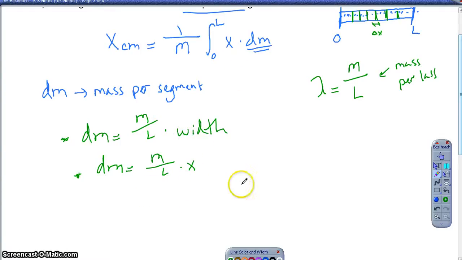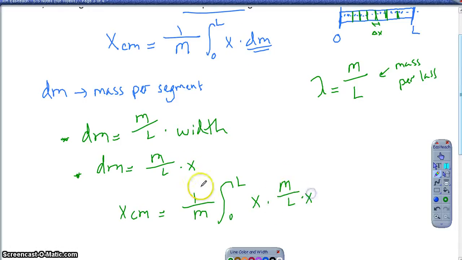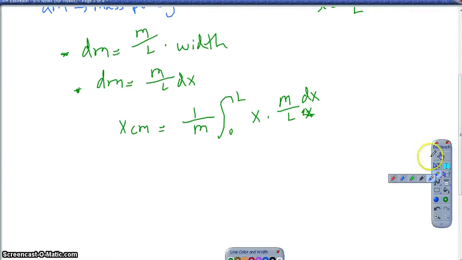Right, so then bringing this all together, I bring this back to my integration here. It'd be 1 over m from 0 to L, and then of x times, instead of dm, I'm going to replace that with mass per length times x, and then I should say that this is actually dx, not x. Right, so that's actually a dx because it is the change in length. So sorry about that. That's not actually the x, that's the change in x.